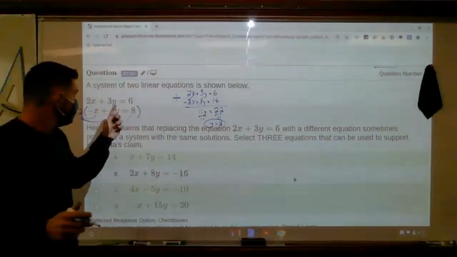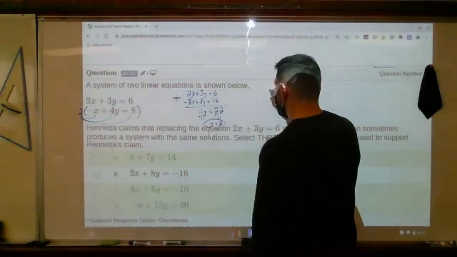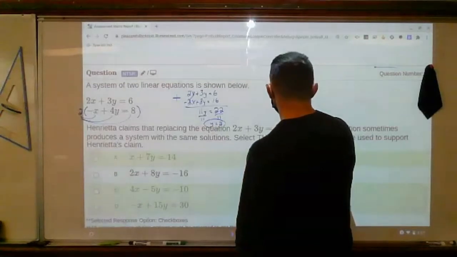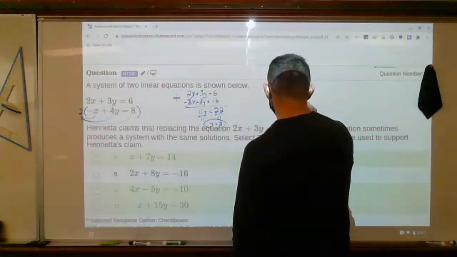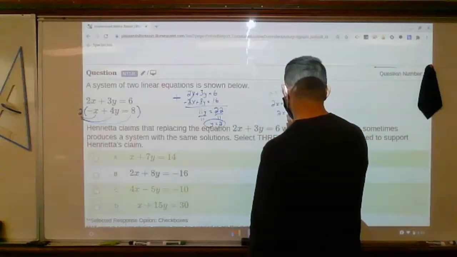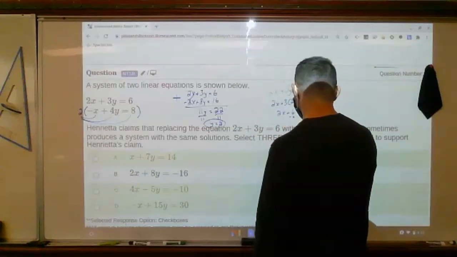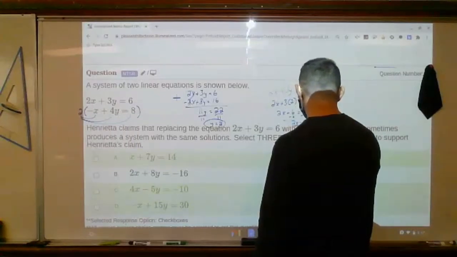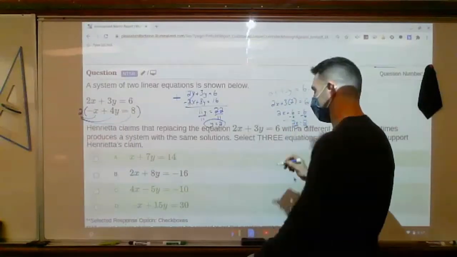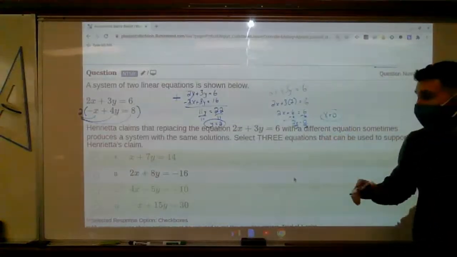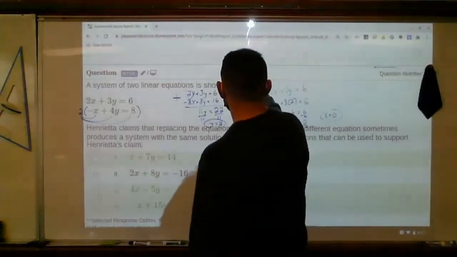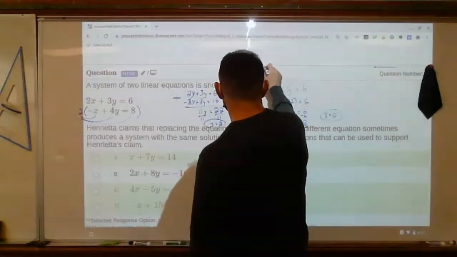Okay. So now I'm going to substitute in. I'm going to choose my top one, 2x plus 3y equals 6. 2x plus 3 times 2 equals 6. 2x plus 6 equals 6. Subtract 6. 2x equals 0. Divide by 2. X equals 0. Okay? So my ordered pair that I get is 0, 2.